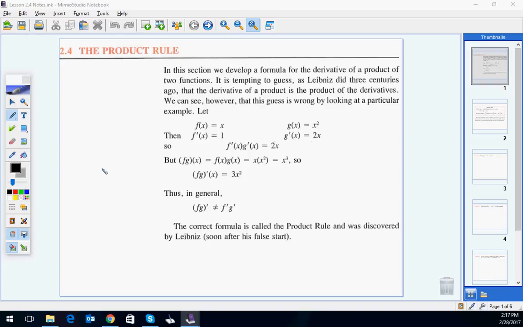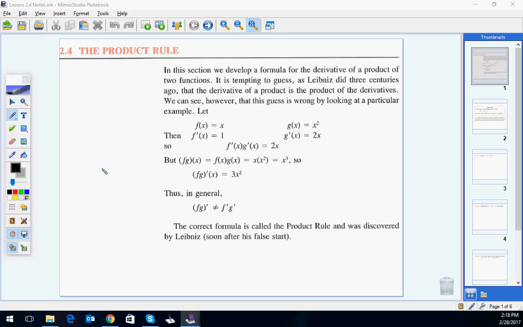Say again: first times derivative of the second plus second times derivative of the first. Obviously, it doesn't matter if you switch the order, as long as you have derivative of one times the original, plus derivative of the other times the original. But you're going to do that over and over and over. So in this section, we develop a formula for the derivative of the product of two functions.